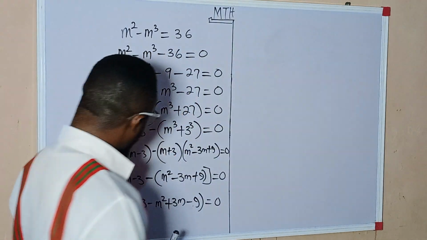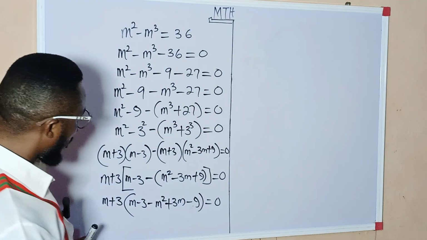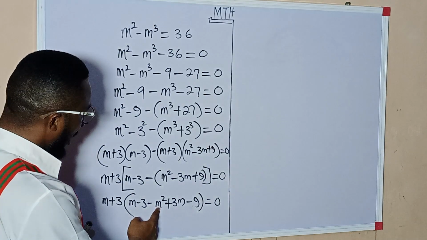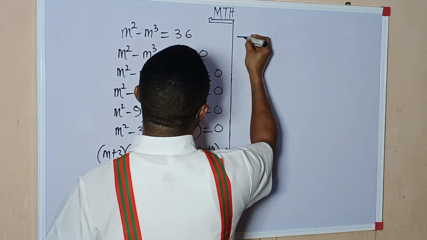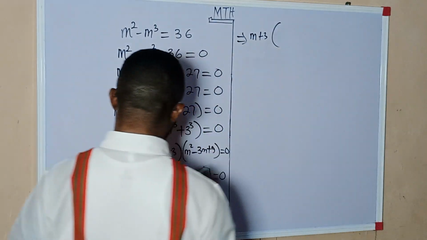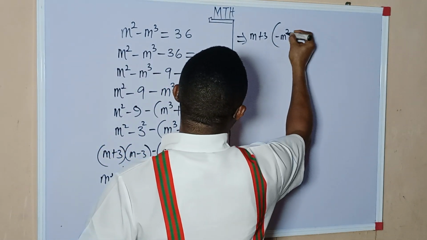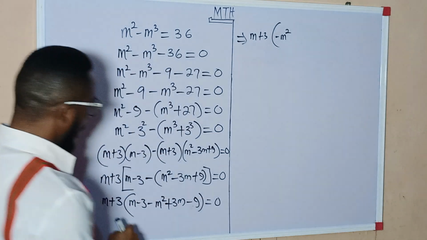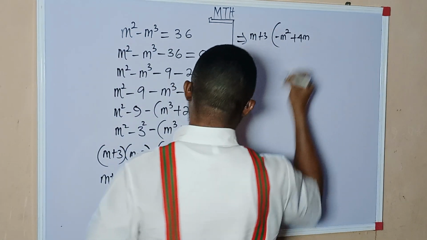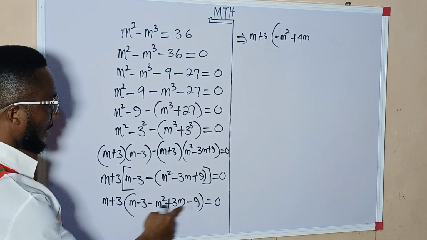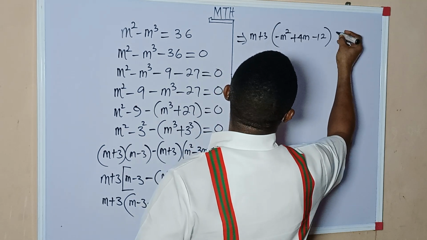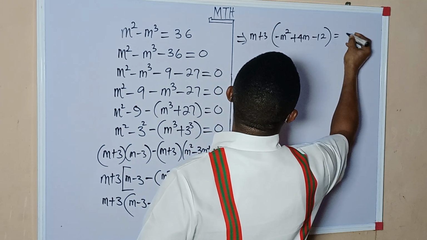So far so good. We've done very well. Let's try and see if we can collect like terms here. Okay, we have a quadratic here. I think that's m squared. So I can say, okay, this implies that m plus 3, then negative m squared. Then we have m plus 3m, that will give us 4m. Then we have negative 3 added to negative 9, that will give us negative 12. So everything equal to 0.